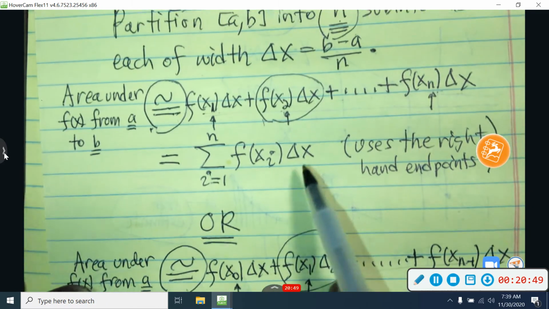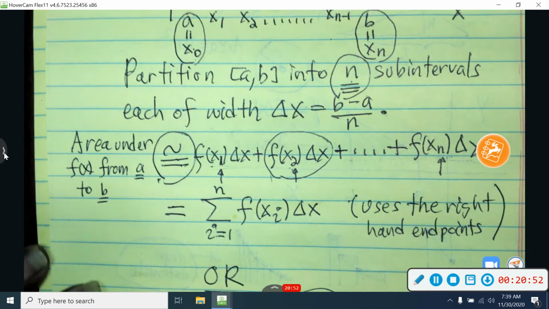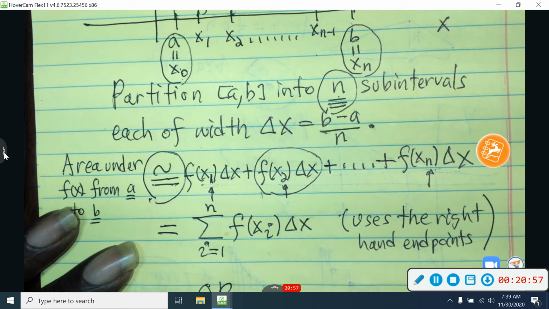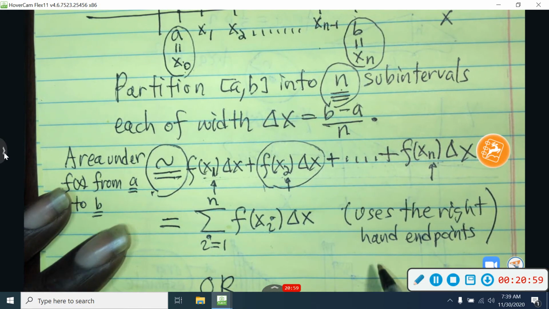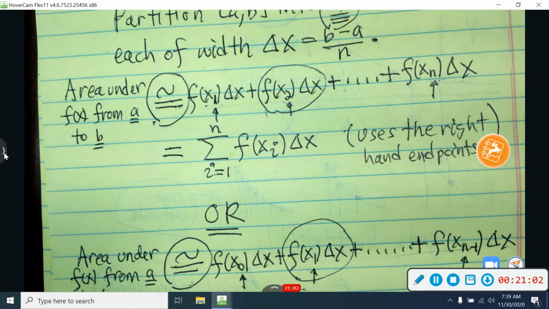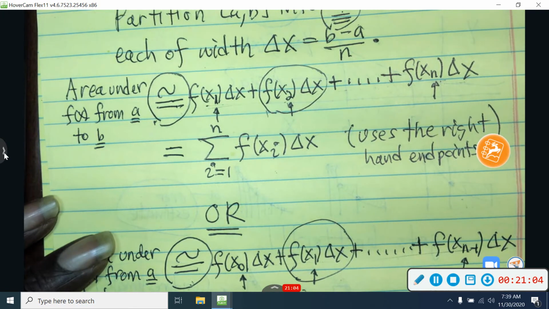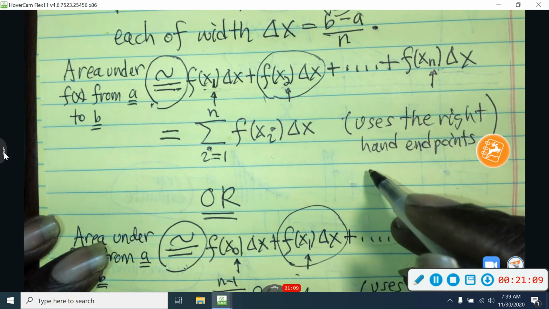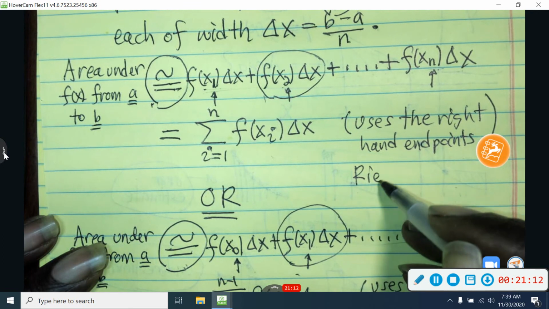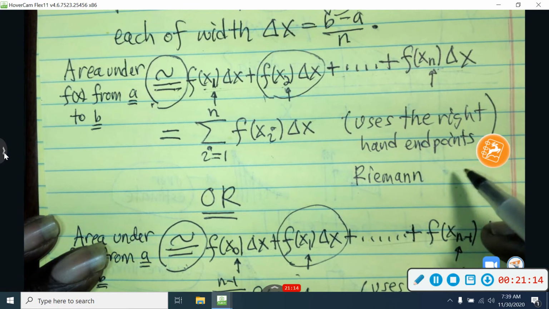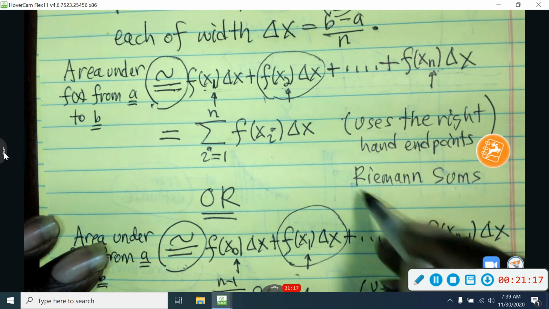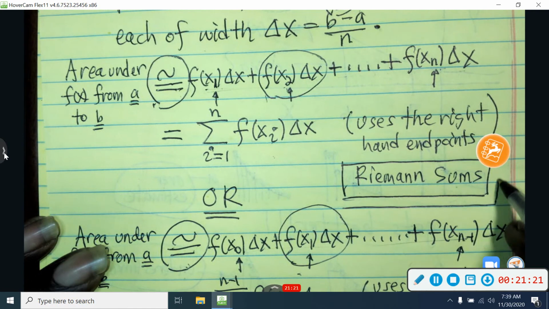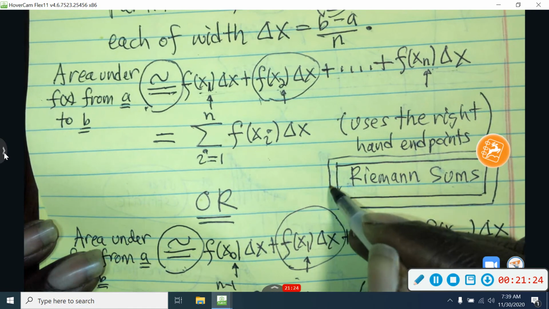These sums that we're writing here, adding up areas of rectangles, lengths times widths and adding it up. Some people call these Riemann sums because his name got attached to it, because I think he proved the theorem involving these. So if you see that word, it just means add up the areas of your rectangles.